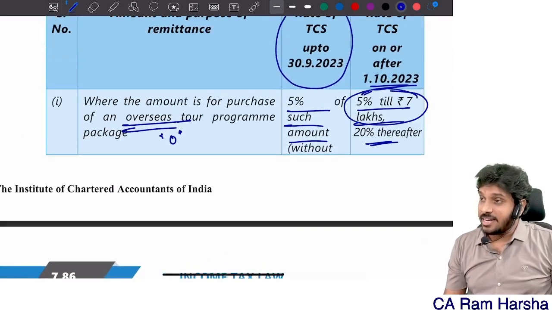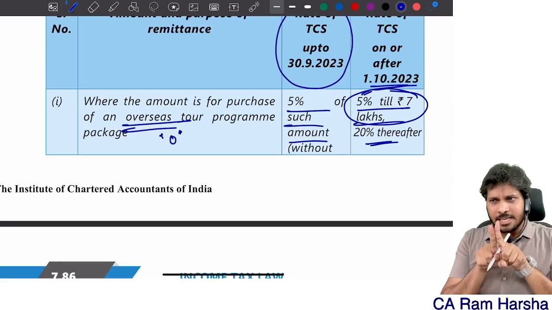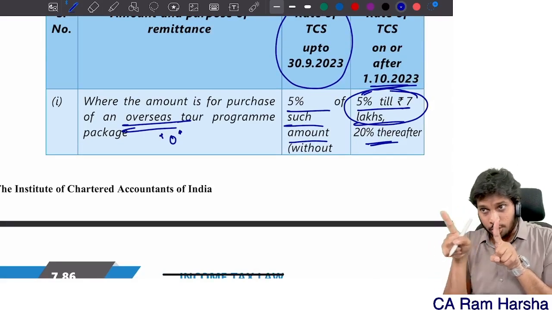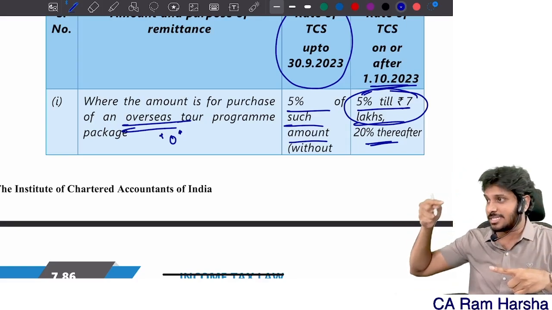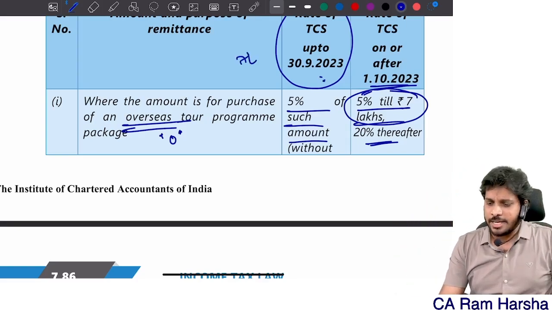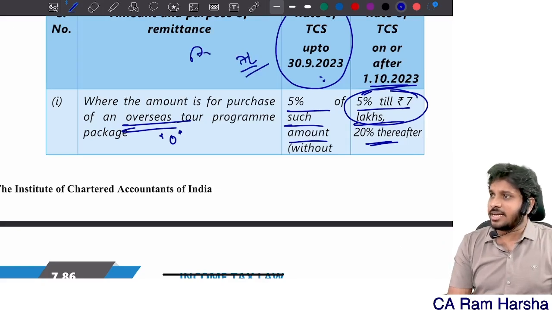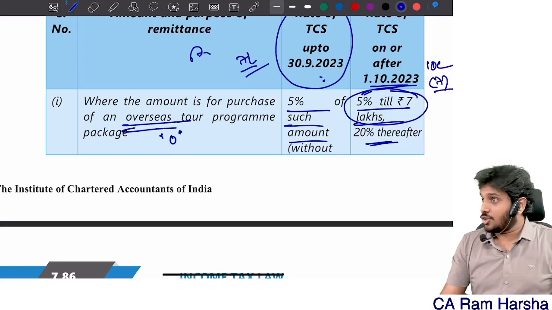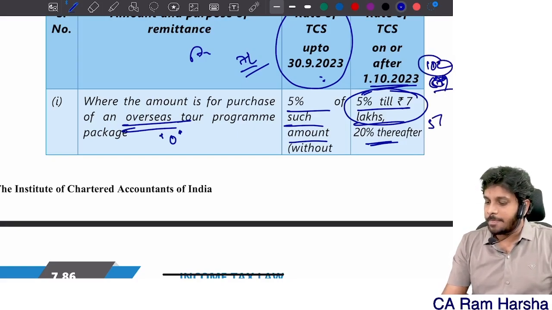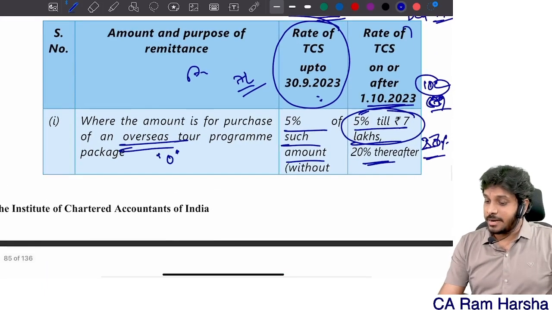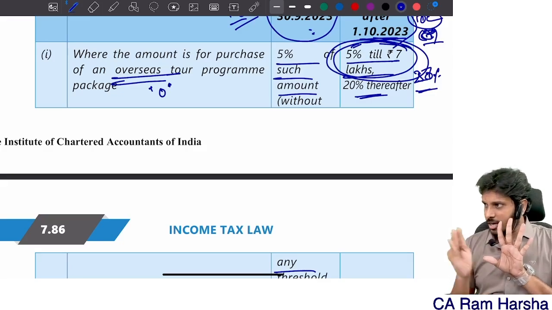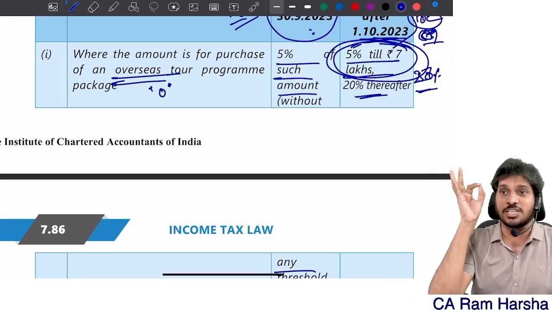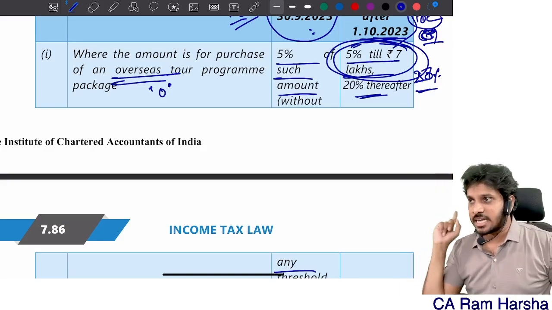Now here, clarification is given. Up to 7 lakhs: is it for remittances freshly calculated from 1st October, or remittances from 1st April onwards? The 7 lakhs will be computed from 1st April onwards. Suppose by 30th September you already sent 7 lakhs, and 5% TCS is already collected. Now you are sending another 10 lakhs. Don't say it's a fresh 7 lakh limit. No, the balance 10 lakhs will straight away be liable for 20%. If the remittance is made on or after 1st October, then on the initial 7 lakhs, 5%, and beyond 7 lakhs, 20%. Whenever you are purchasing an overseas tour package, the clarification says that.